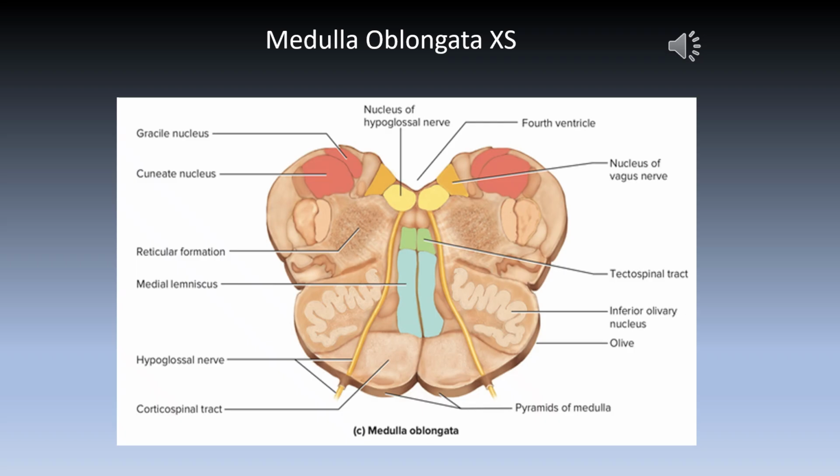of the spinal cord. There we have, in a yellowish orange type color, the nucleus of the vagus nerve. Well, that's cranial nerve number 10. It has its nucleus in the medulla. Shown there in green, the fibers of the tectospinal tract. I talked about the tectospinal tract in another PowerPoint.